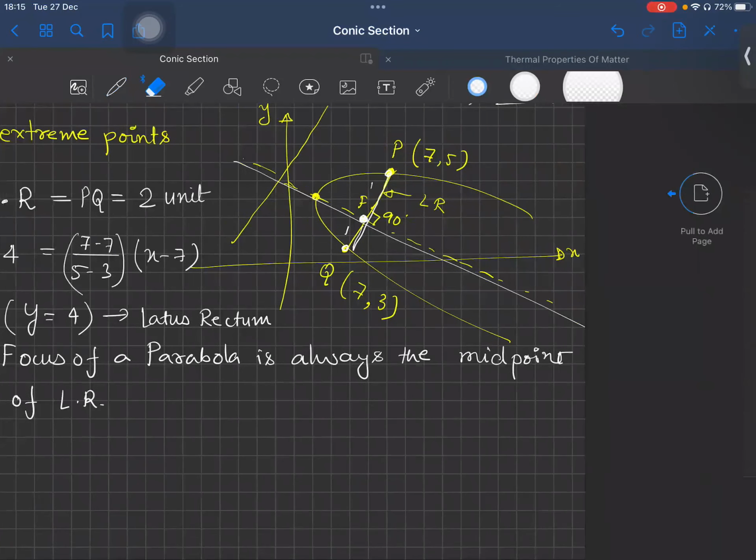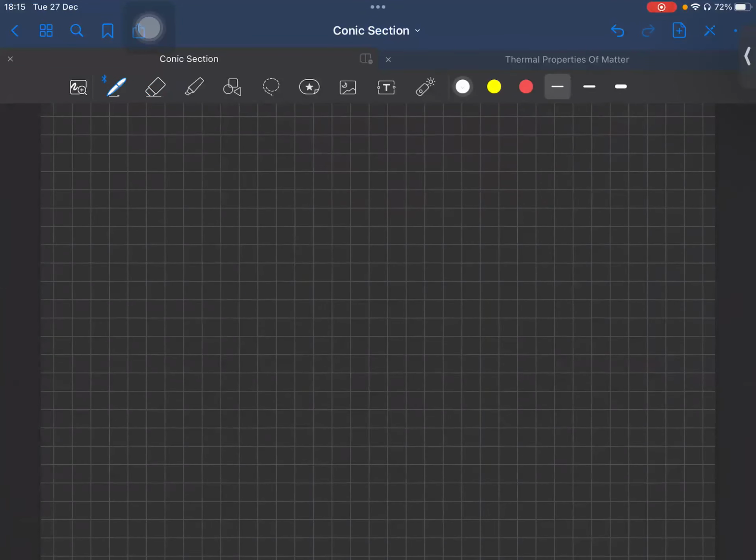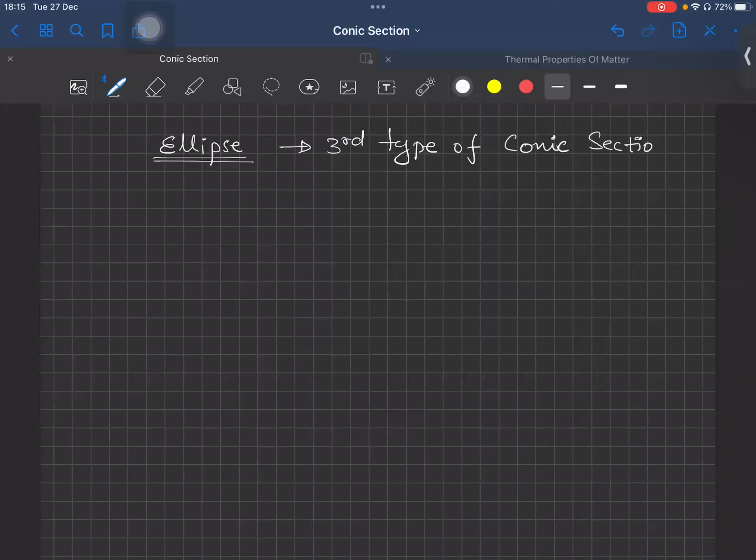Let's start. Can you solve all the problems from NCERT at least? This exercise 11.2 is very easy, right? Whatever we have done, we have solved all types of problems. So let's jump to ellipse, the third type of conic section.